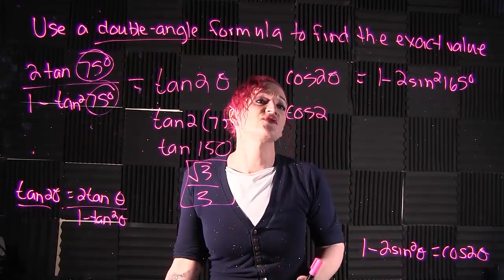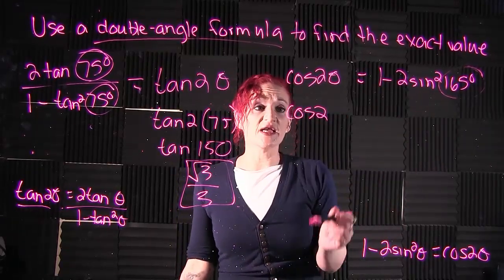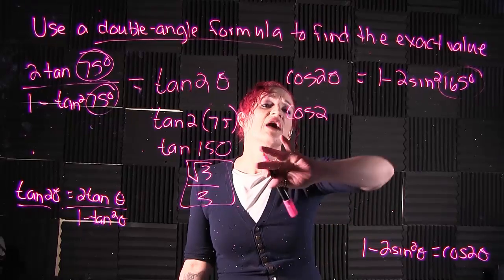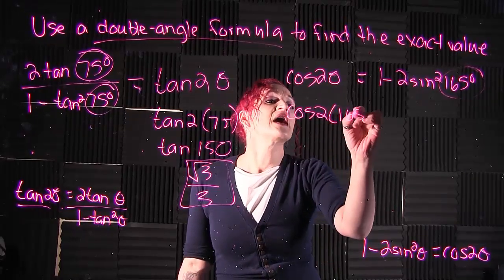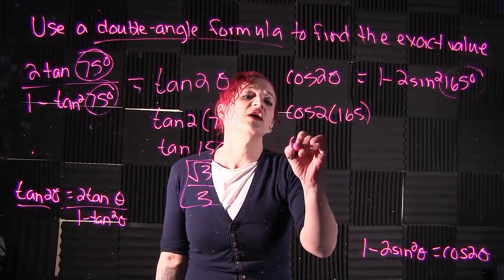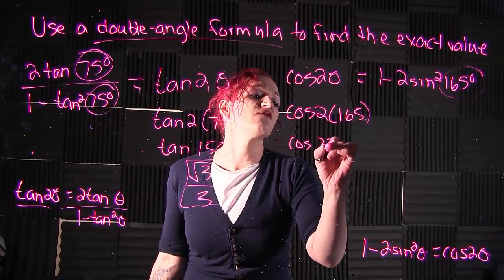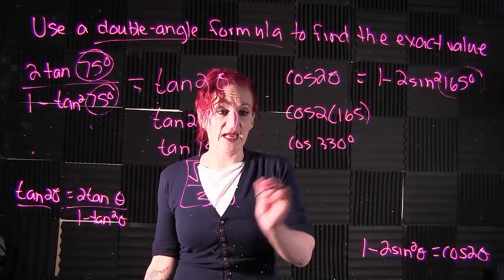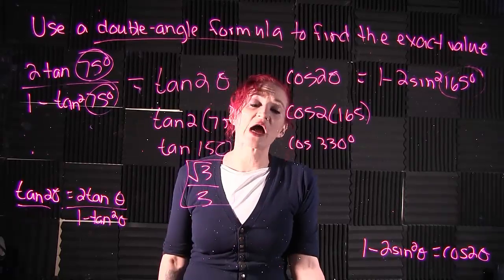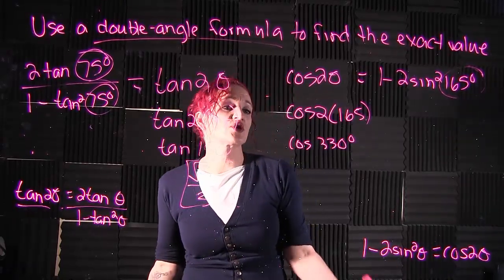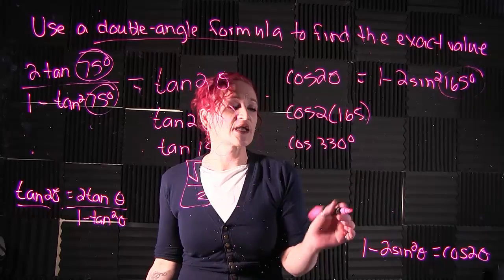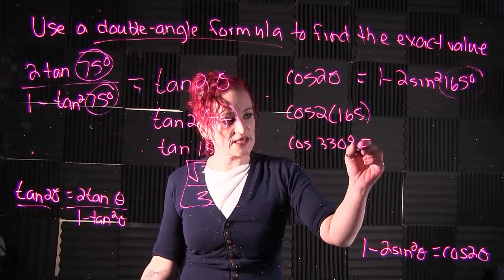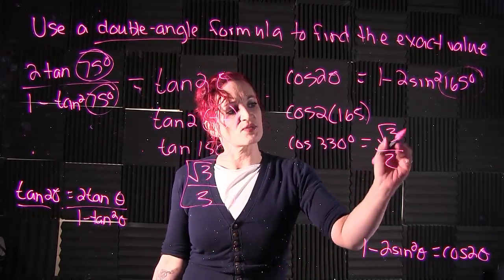Cosine 2 theta, where our theta is 165. So we really have cosine of 2 times that theta of 165. This gives us cosine of 330. Now again, using our calculator or using our unit circle, cosine of 330 degrees is equal to square root of 3 over 2.